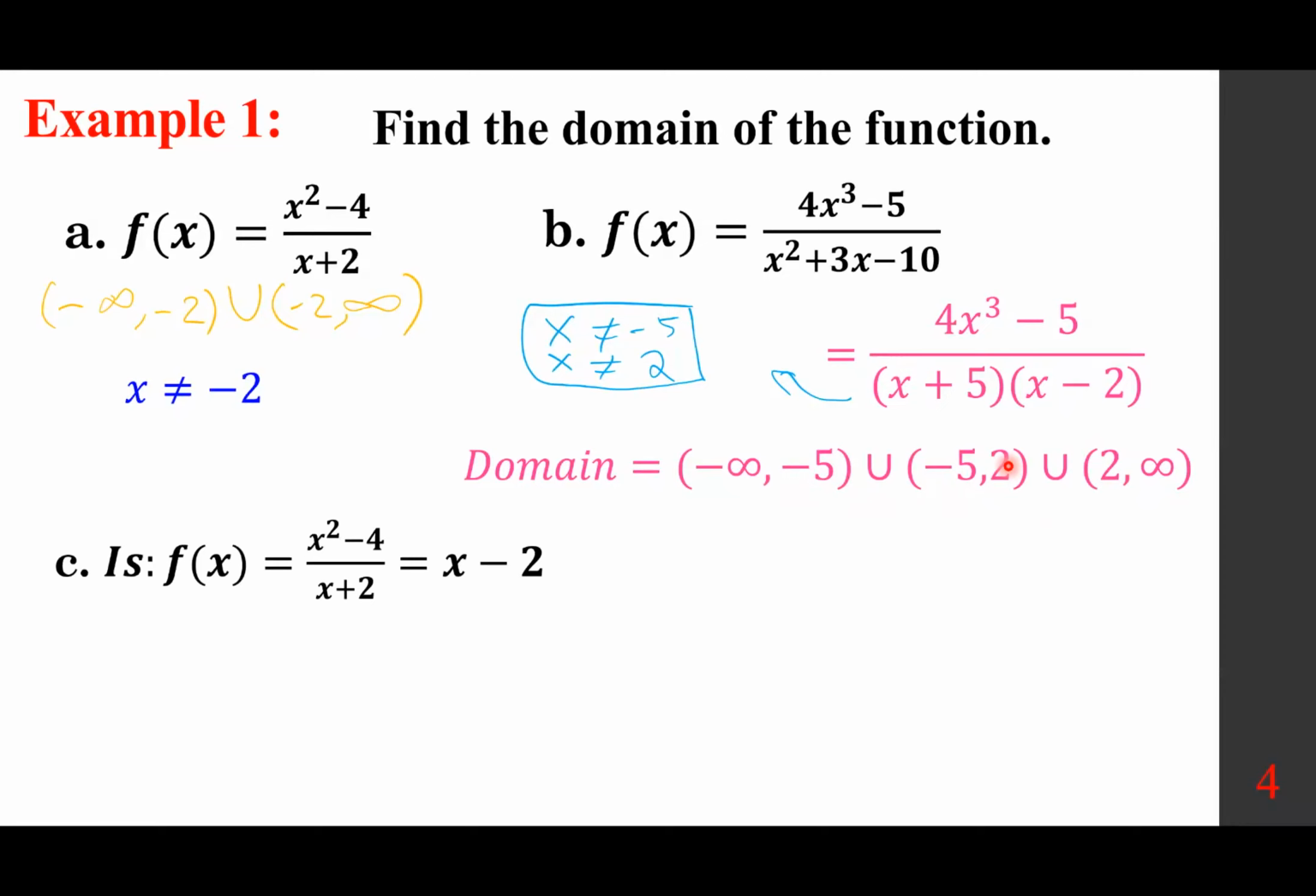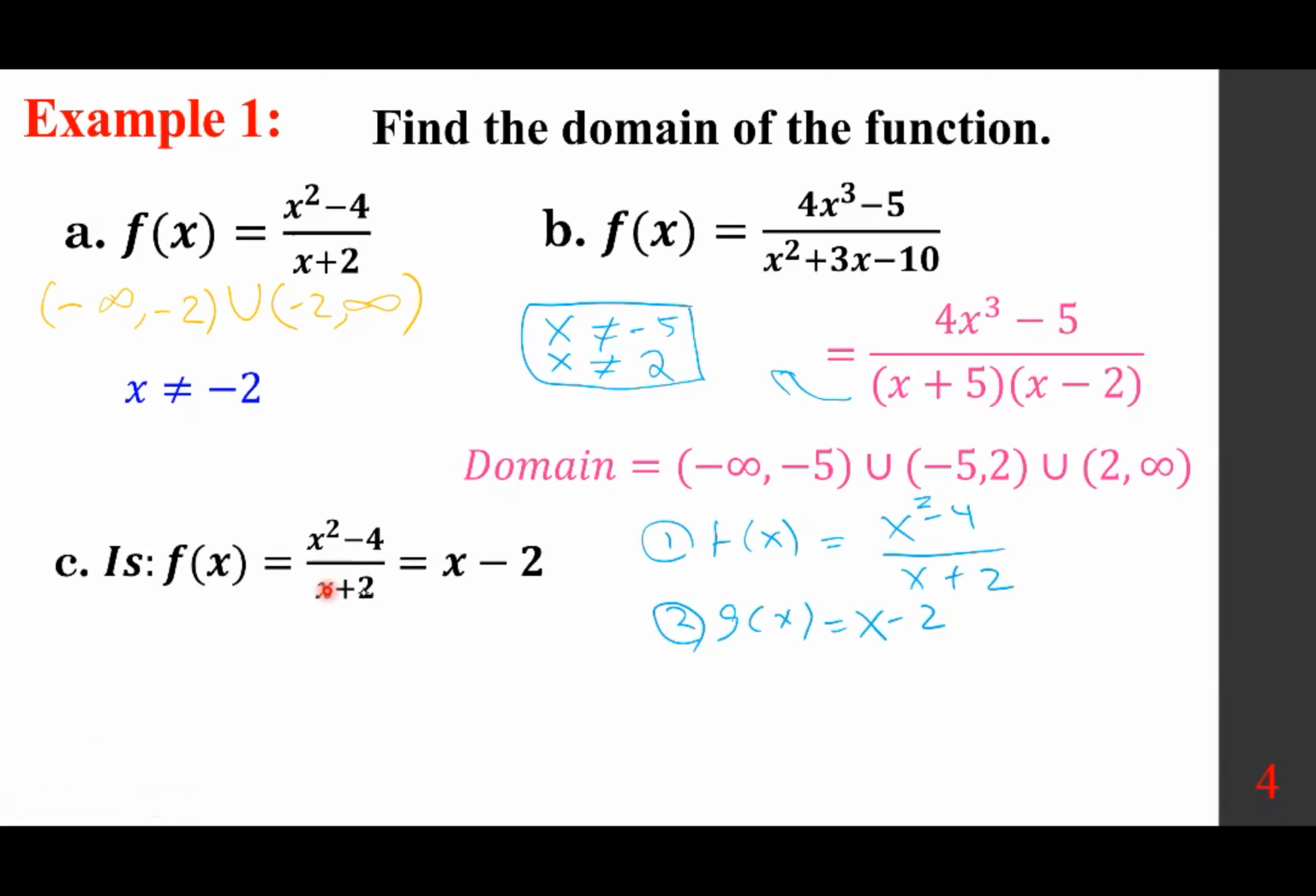Is f of x equals x squared minus 4 over x plus 2 equal to x minus 2? In other words, is there a difference between the following functions? The meaning of this question is, we have one function, f of x equals x squared minus 4 over x plus 2. And we have another function, let's say g of x equals x minus 2. Are they identical? That's the question.